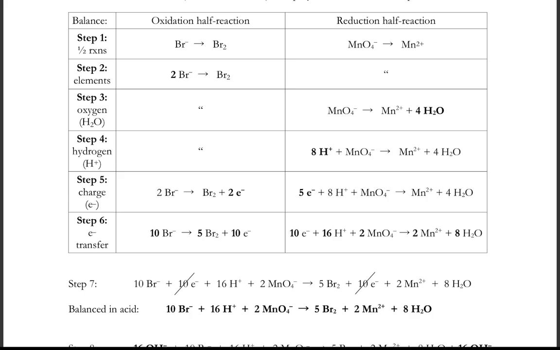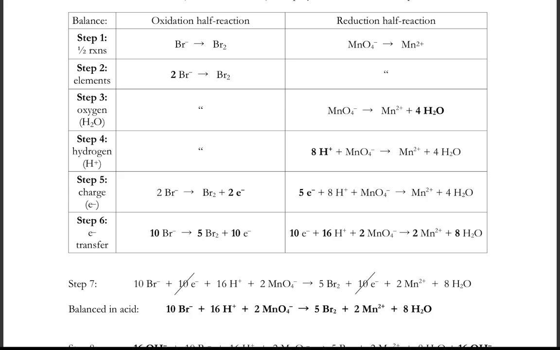Multiplying the manganese half reaction by a 2 to have 10 electrons involved in both sides, we have 10 electrons plus 16 H plus 2 MnO4 minus, yielding 2 Mn2 plus 8 H2O.